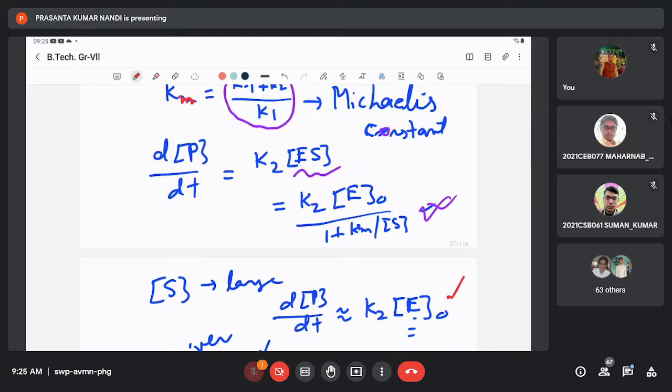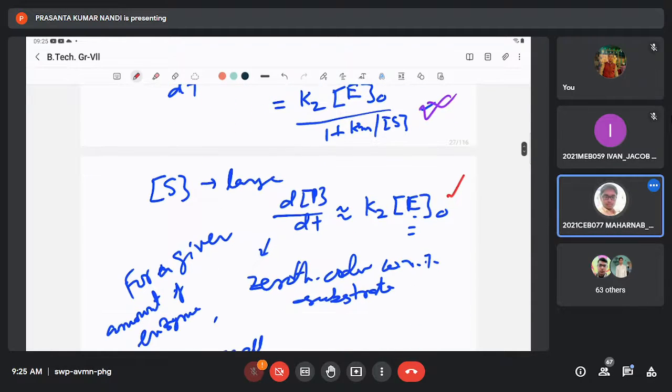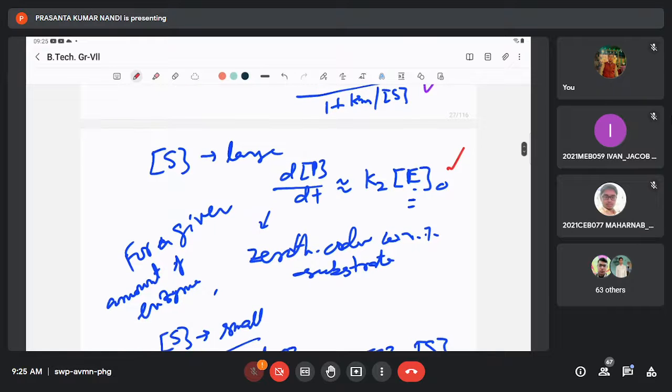If you take the substrate concentration to a large extent, then what should be the order of the reaction? Can you guess? Can you guess what should be the order of the reaction? Sir, zeroth order. Yes, you are right. So for a given amount of enzyme, this is zeroth order with respect to the substrate, right? So this is interesting.